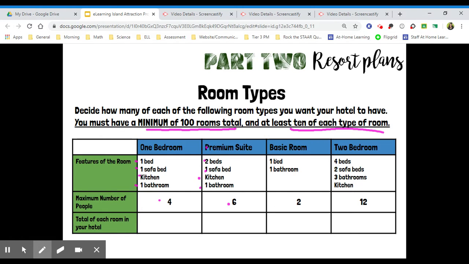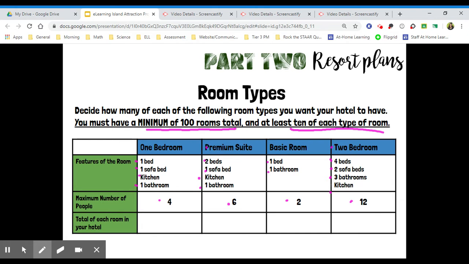A basic room is going to fit 2 people at most, and that has 1 bed and 1 bathroom in it. So that's a smaller one. A 2-bedroom can fit up to 12 people. We're going to have 4 beds, 2 sofa beds, 3 bathrooms, and a kitchen.